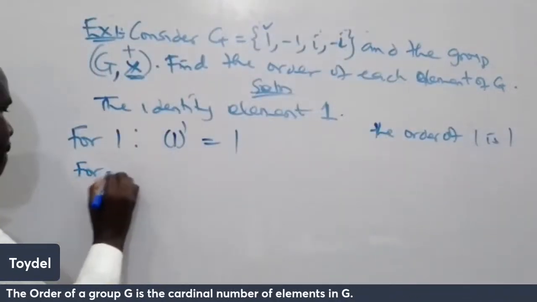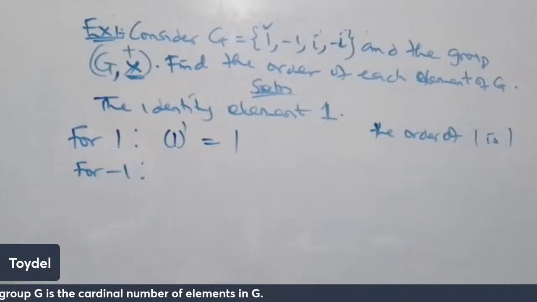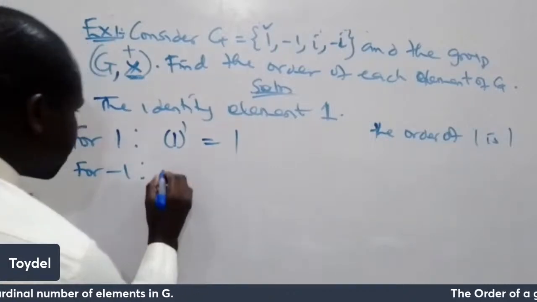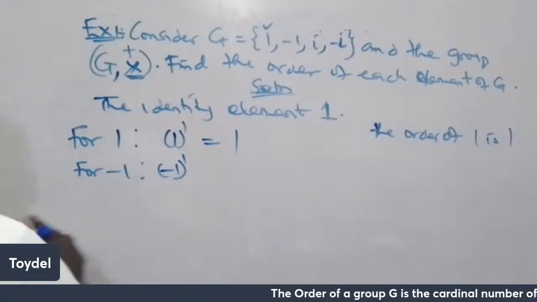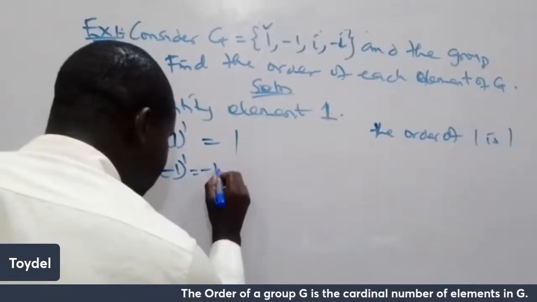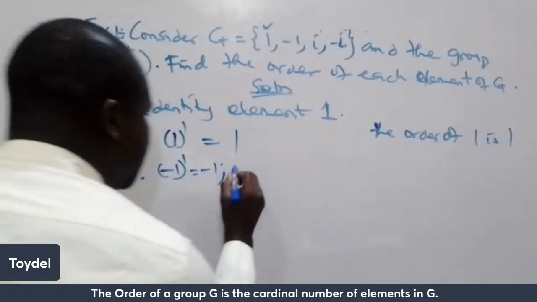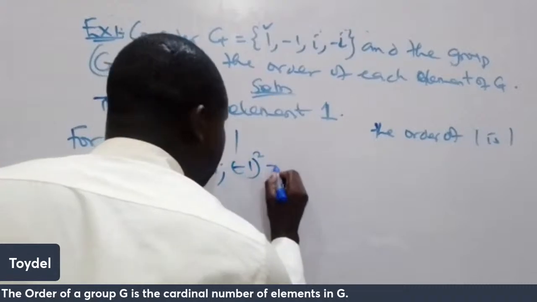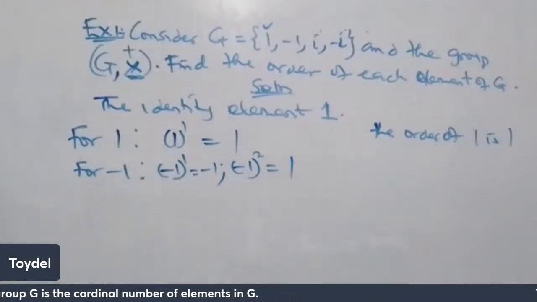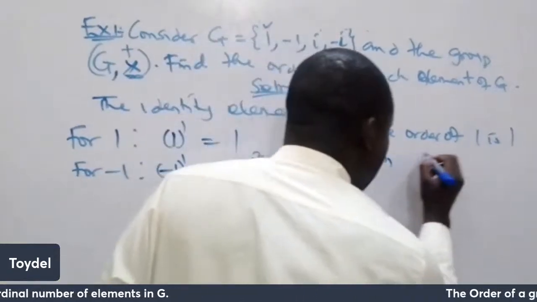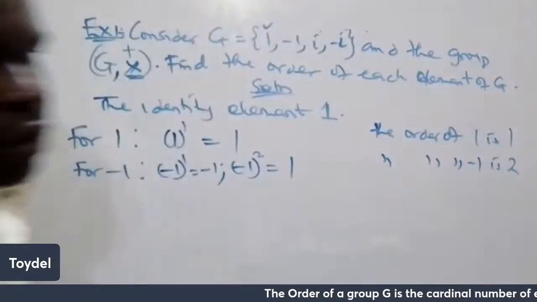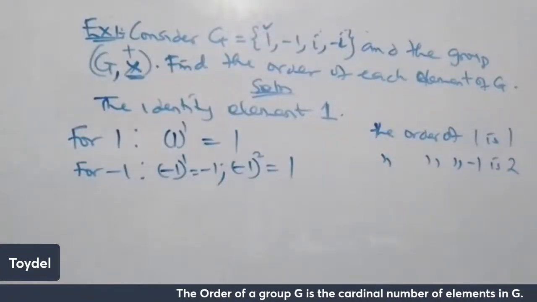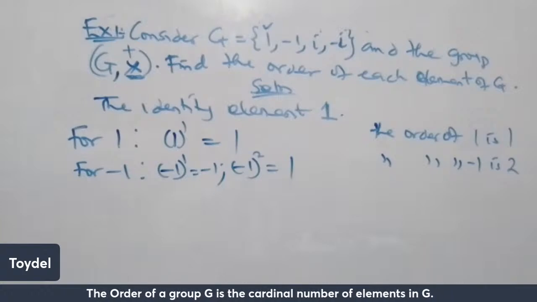Then for -1, what can we get here? When we say -1 raised to power 1, it is going to give us -1, right? But if you say -1 raised to power 2, we are going to get the identity, 1. So in this case, the order of -1 is 2. That is the power. Please, I want us to look at it very well.